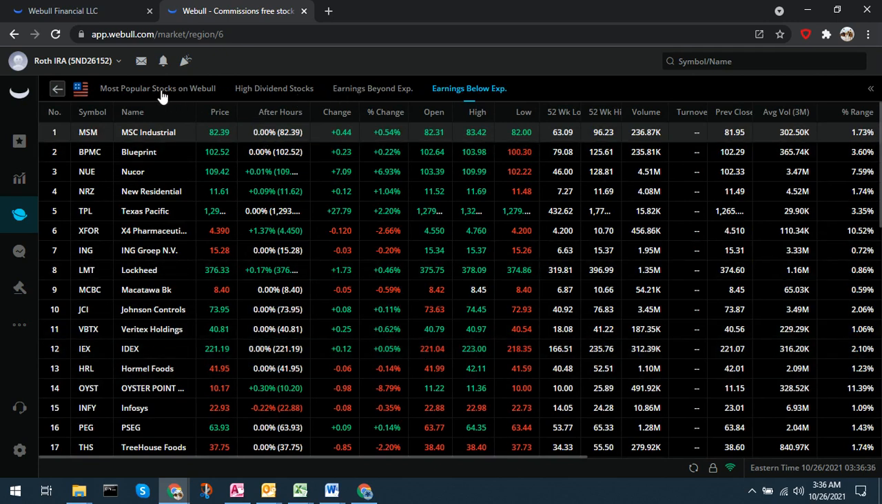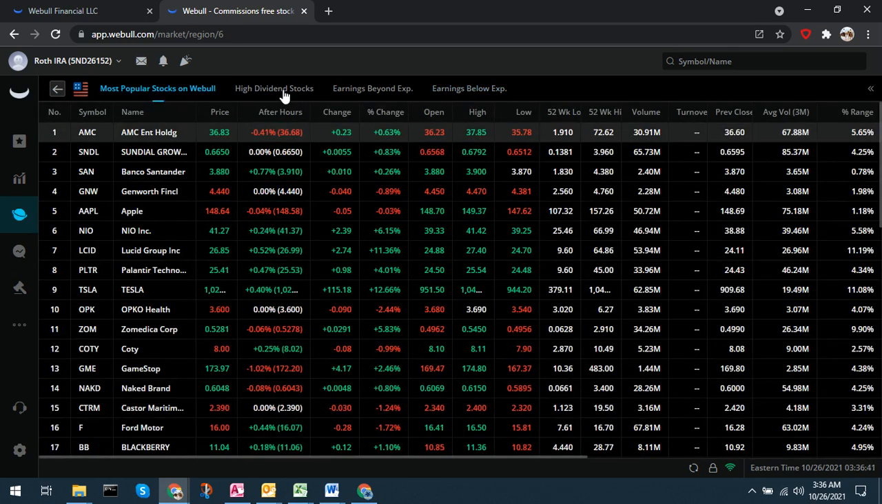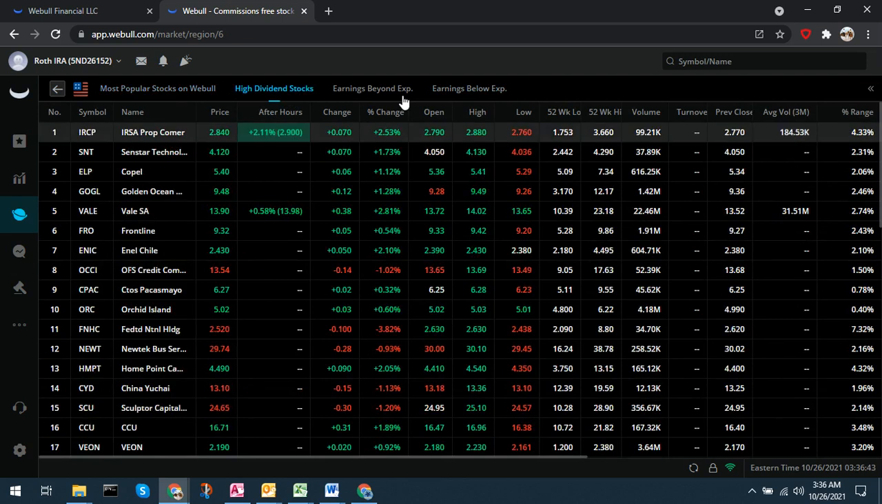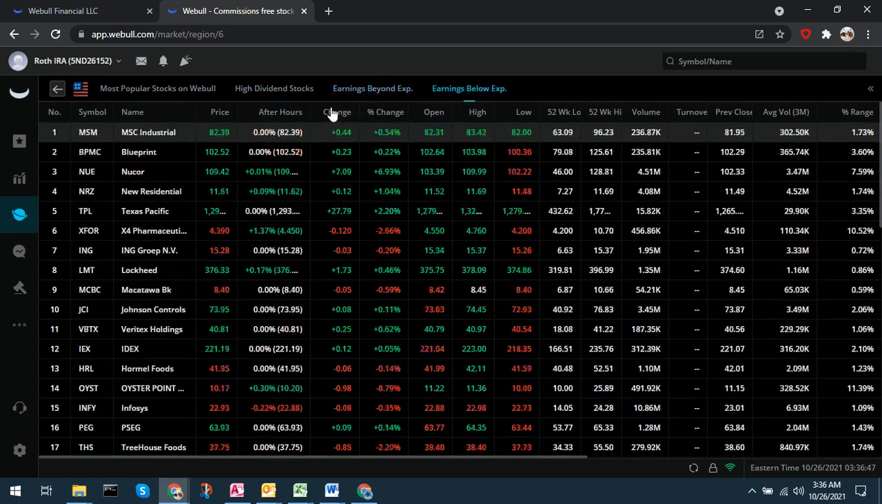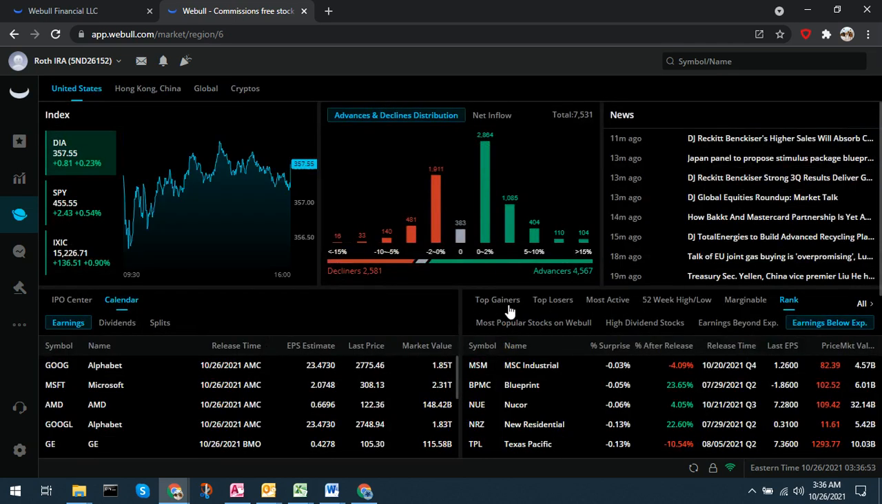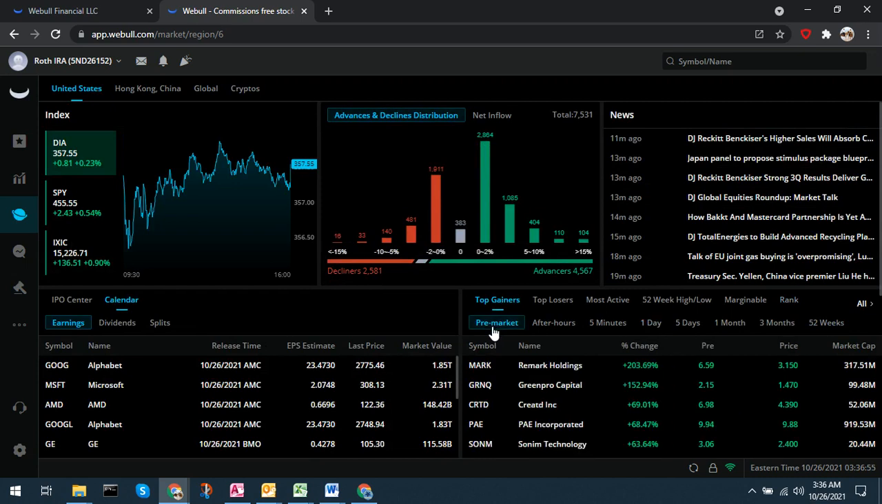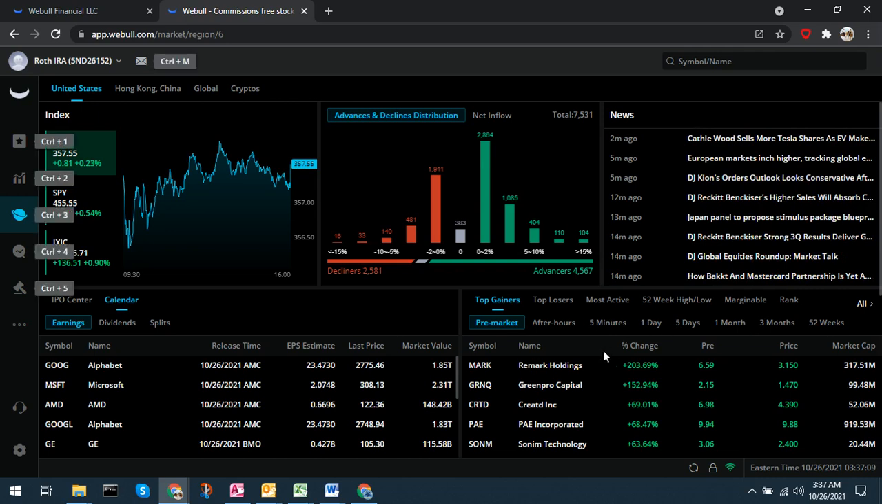And again, if we want to get a bigger list, we can go to All, and then we can see all of them: most popular, high dividend, earnings above, and earnings below expectations. So again, very powerful pane, a lot of functionality, depending on what you're interested in. It's quick and easy to select what you are most interested in, time frames, various indicators, etc. So we hope that helps.